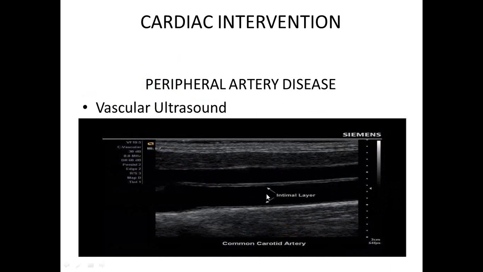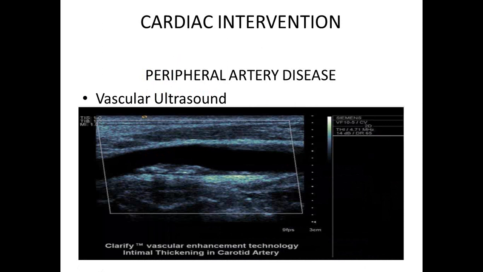All right, again, sometimes you want to measure your intimal thickening. So you see your intimal layer and you just measure it. You want to measure the diameter of the intimal thickening. Again, intimal thickening will give you an indication of the atherosclerotic burden. So it's important to do.